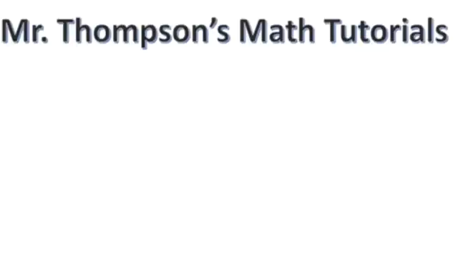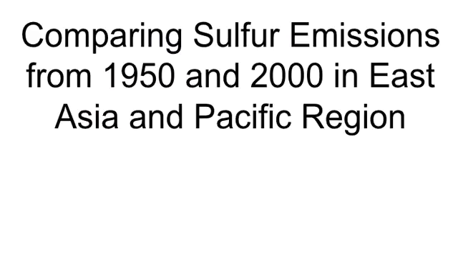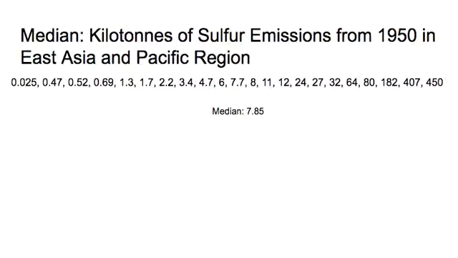Today we're going to be looking at finding quartiles and interquartile range. Okay, so again we've been studying and looking at sulfur emissions in East Asia in 1950 and 2000. We looked at the data, we gathered it all, we found the mean of this data, and then in the last video we found the median, and the median of the 1950 set of data was 7.85.